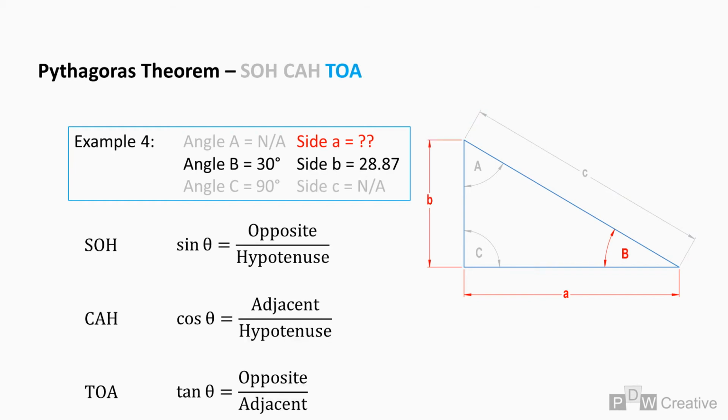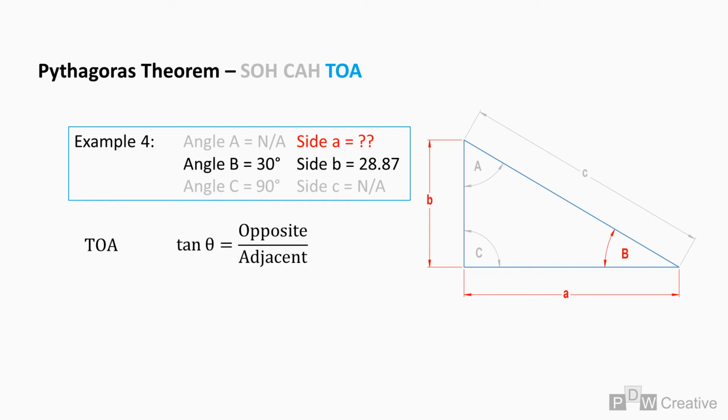Let's try another example. Example 4. This time, angle B and side B are the only knowns. Again, we need side A. This time, the tangent, opposite, and adjacent relationship can be used, or TOA. Side B is opposite angle B. Side A is adjacent. Tangent angle B equals side B over side A.